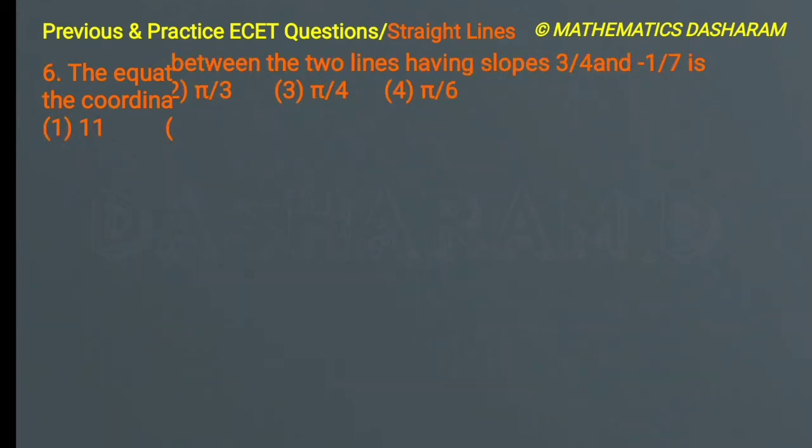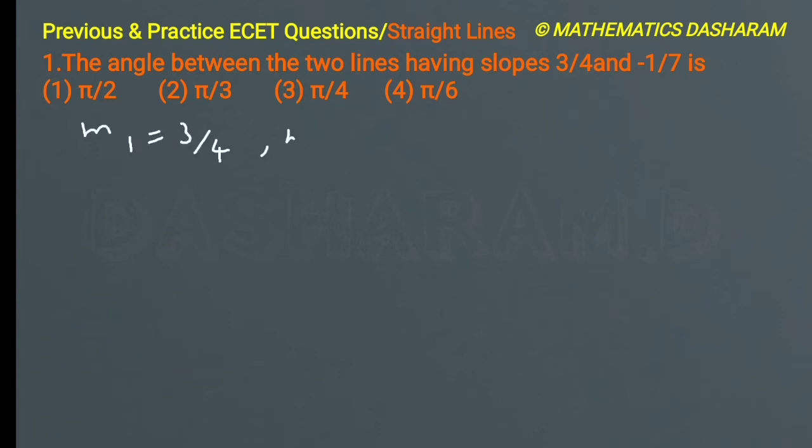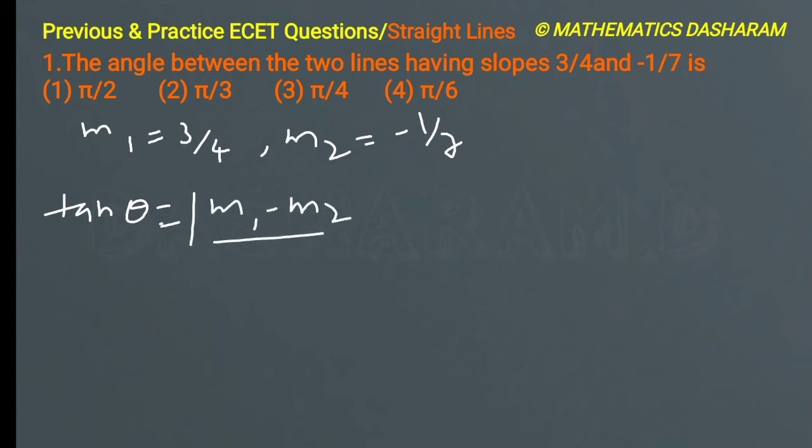Next, let's practice ECET questions. The first question is: the angle between the two lines having the slopes 3 by 4 and minus 1 by 7. Let m1 equals 3 by 4, m2 equals minus 1 by 7. These are the slopes of the two straight lines given, so the angle between two lines is what? The suitable formula is tan theta equals mod of m1 minus m2 divided by 1 plus m1 into m2.